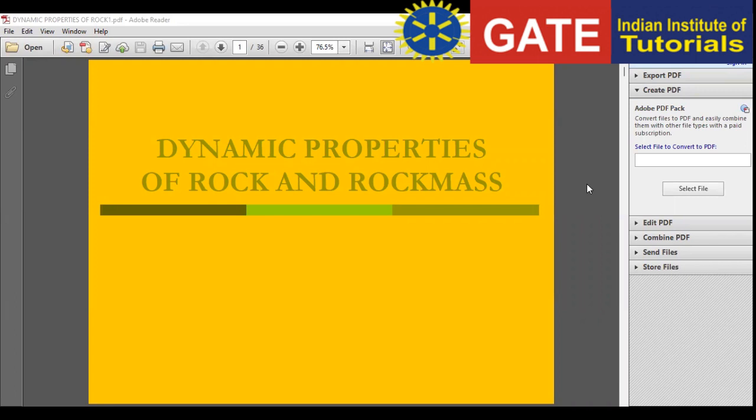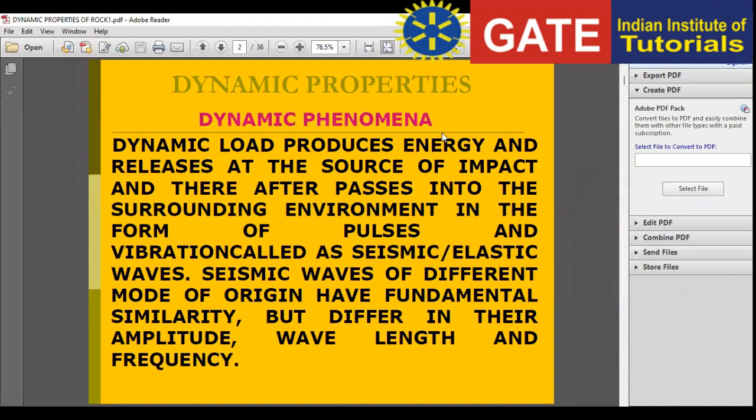So basically the ground vibration is mainly due to the dynamic property, meaning dynamic loading and the stress in the rock and rock mass. So what are the dynamic properties? Dynamic load produces energy and releases it at the source of impact, and thereafter it passes into the surrounding environment. The cause of the dynamic load may be the blasting, or the stress distribution around the surface, or the earth surface movement.